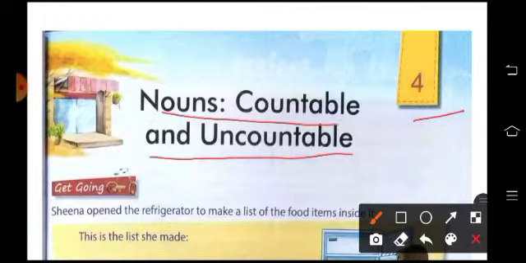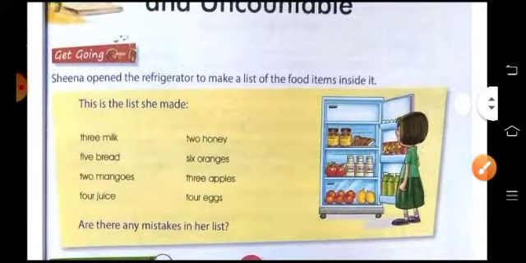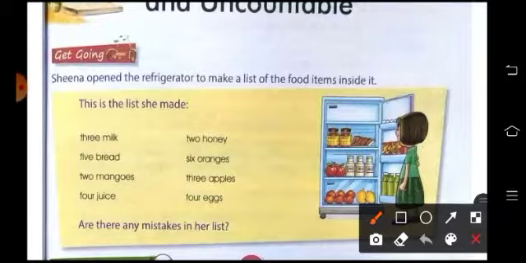Today we are going to start again English language, and the chapter is 4, countable and uncountable nouns. Countable means which we can count, and uncountable means which we cannot count. So let's see what Sheena is doing in the refrigerator. Sheena opened the refrigerator to make a list of the food items inside it.